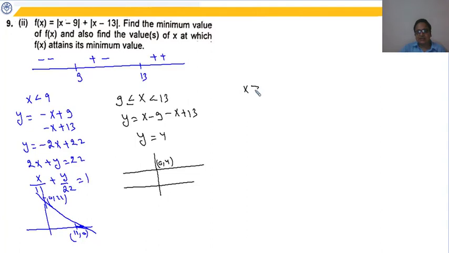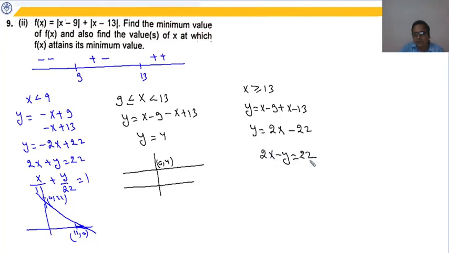And when x is greater than or equal to 13, both the mods become positive. y is equal to x minus 9 plus x minus 13. y is equal to 2x minus 22. So it's 2x minus y is equal to 22.